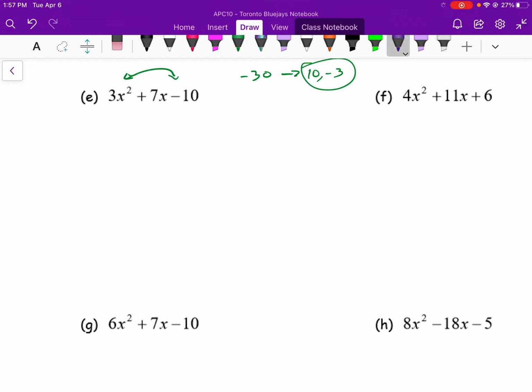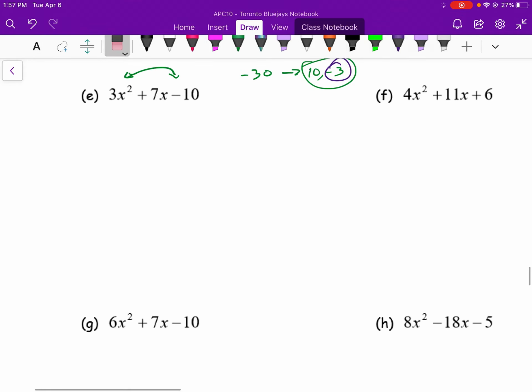Now, a lot of people will want to put the negative 3 with the first term. We'll want to write it as 3x squared minus 3x plus 10x minus 10, right? Keep the 3's together and keep the 10's together. I don't really find that particularly useful. It really doesn't matter which one you do.